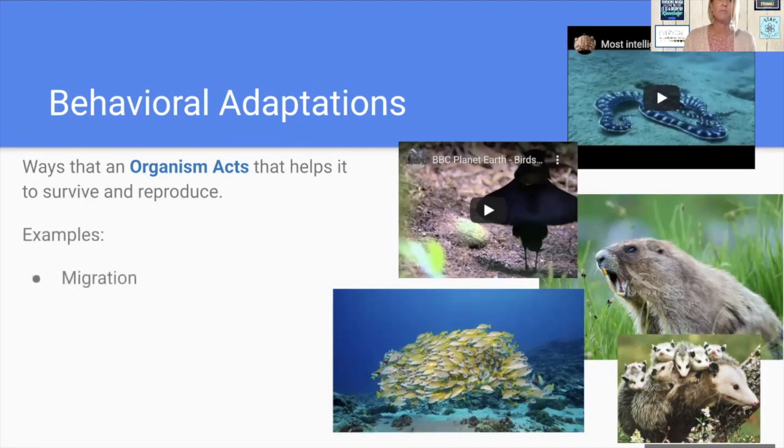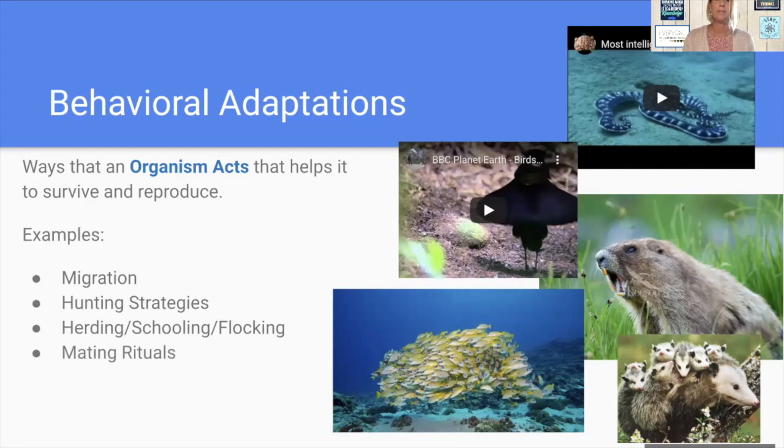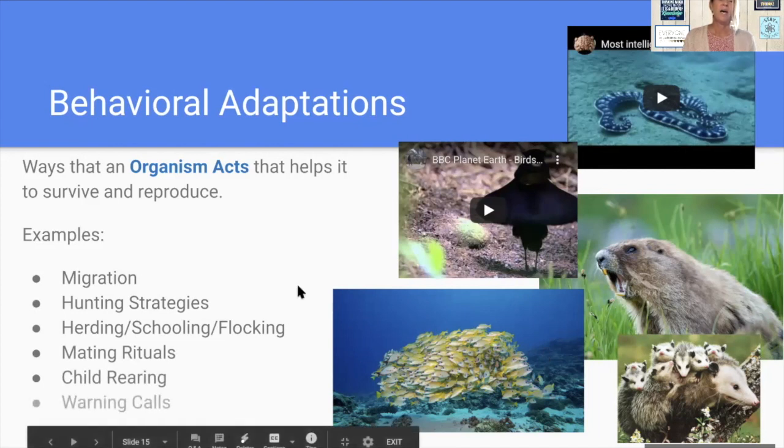Other examples include migration, so moving to warmer or cooler areas during different parts of the season. Hunting strategies that allow them to maximize their ability to catch prey. Maybe they hunt as a pack like wolves. Maybe they sneak up on their prey like a lion. So these hunting strategies are all behavioral adaptations. Herding, schooling, flocking, which is safety in numbers. Mating rituals, which I'm going to show you one of those in a second. Child rearing behaviors like you see in this possum. And warning calls. Those are all examples of behavioral adaptations.